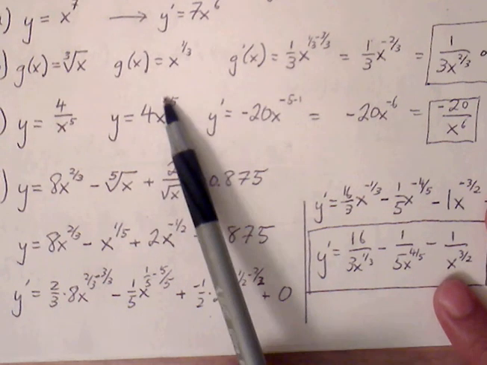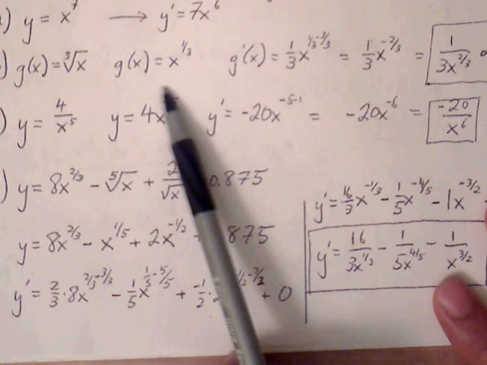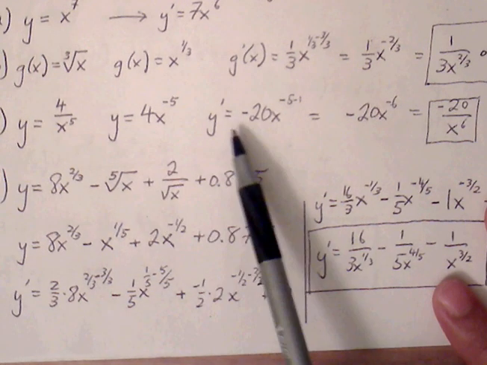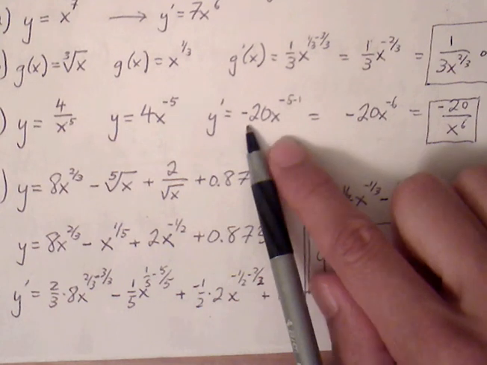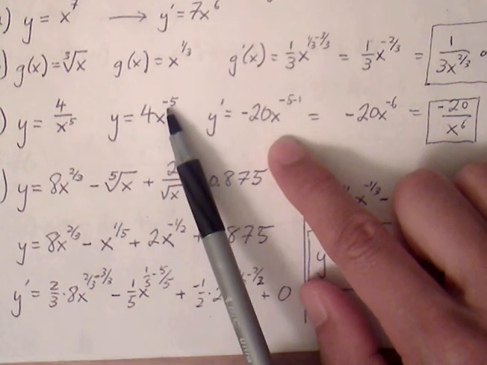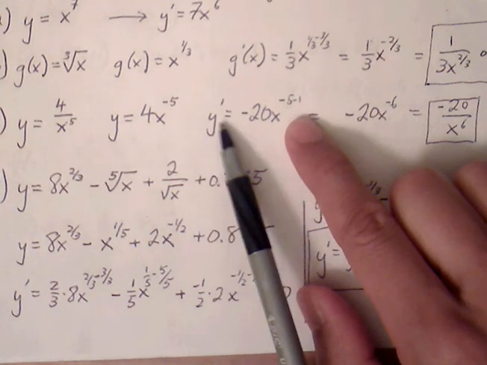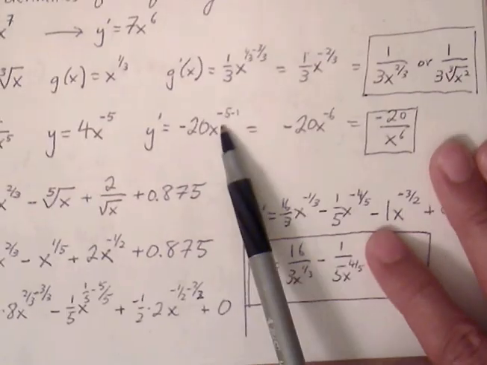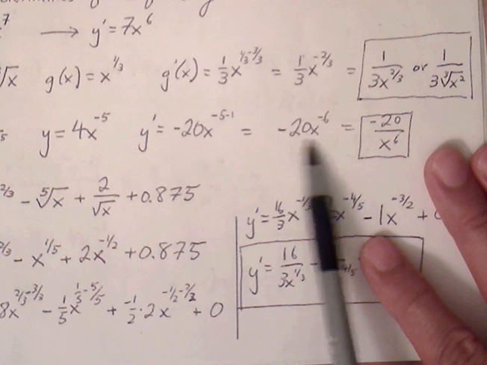So we bring down the negative 5 to the front. The negative 5 will multiply with the 4 to give us negative 20. And then we subtract 1 from negative 5. So negative 5 minus 1 is negative 6. So then we get negative 20x to the negative 6, which is our derivative function.